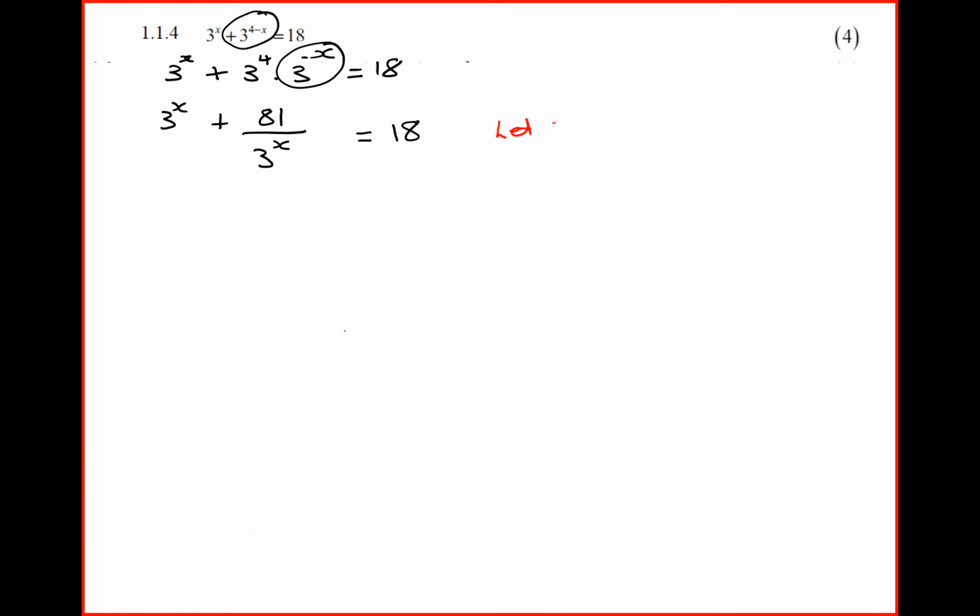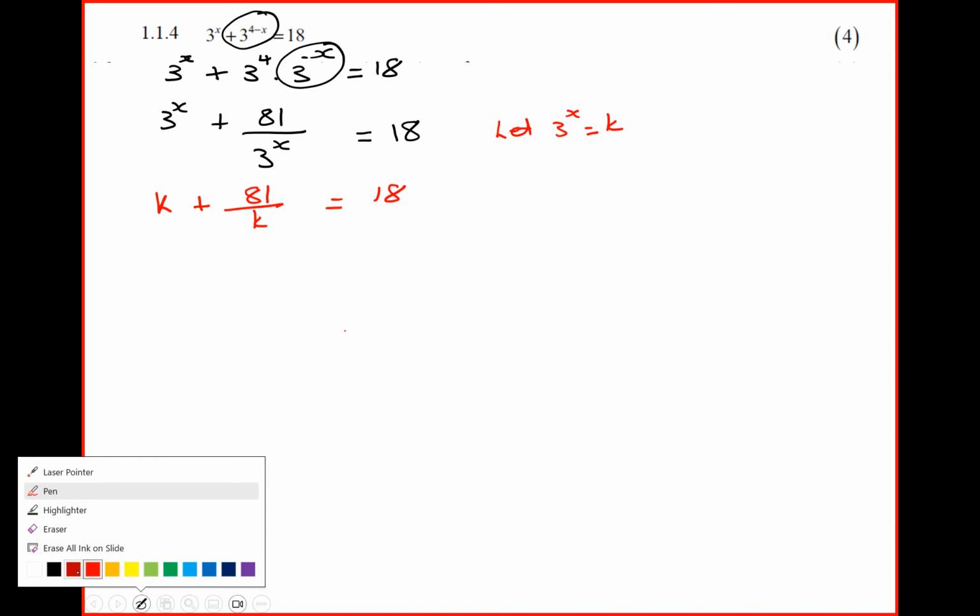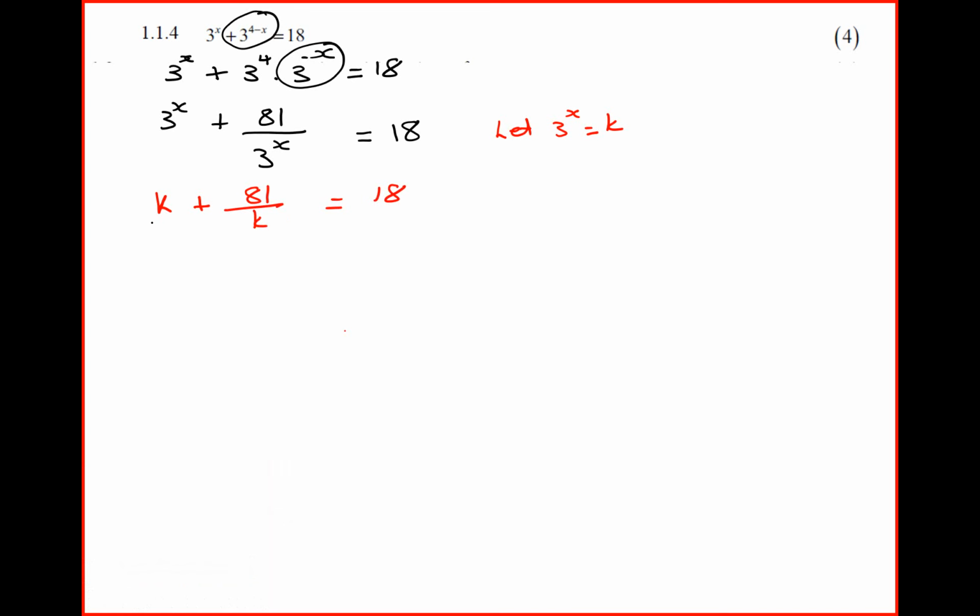I'm going to use a simple technique, which is the k method, and let 3 to the power x equal k. Now, wherever I have 3 to the power x, I'm going to replace it with k, so k plus 81 over k is equal to 18. And then we're going to find an LCD. In this question, the LCD is k.